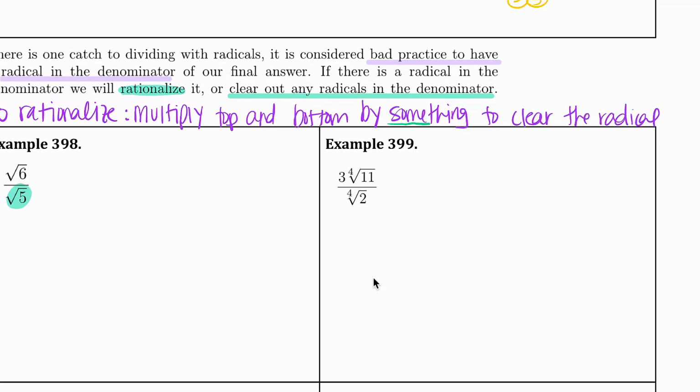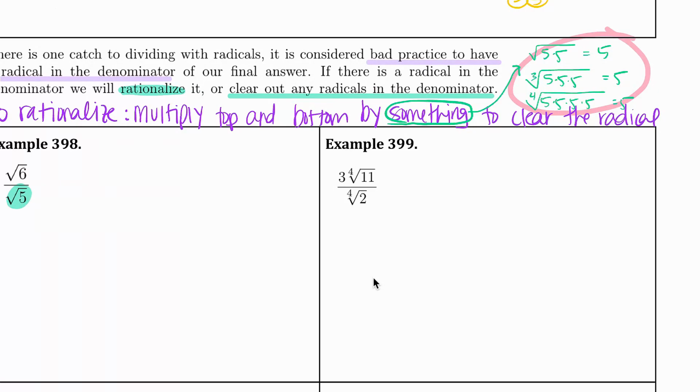And this something right here is what's going to help us decide what we're going to multiply by. So one thing to keep in mind is if I have the square root of 5 times 5, I just get 5. If I have the cube root of 5 times 5 times 5, I just get 5. If I have the fourth root of 5 times 5 times 5 times 5, I just get 5. So when we're thinking about clearing those radicals, this idea is going to help us decide what we need to multiply by.